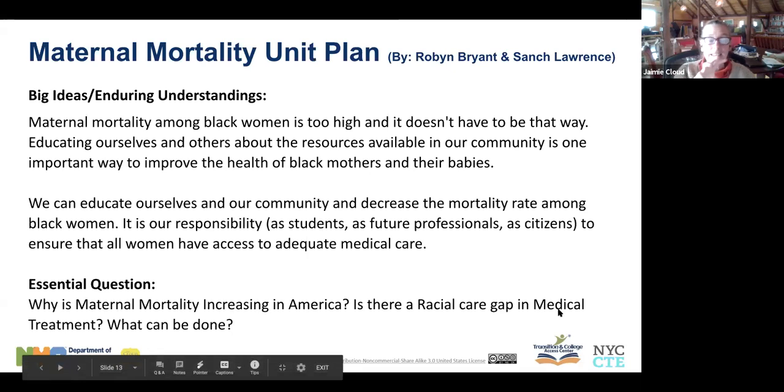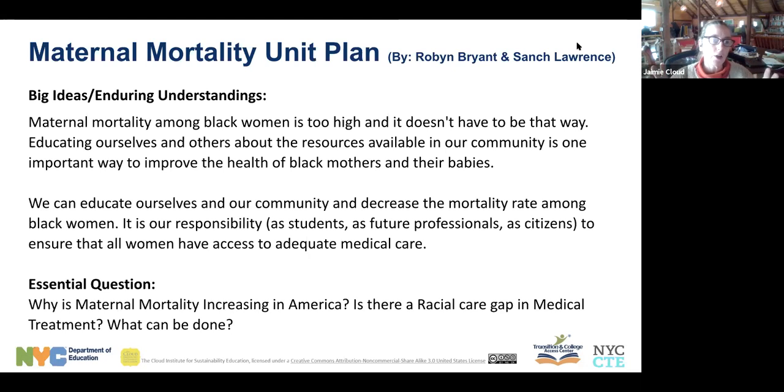And so the big ideas, we pulled just an excerpt from the unit plan. The big ideas and enduring understandings are that maternal mortality among Black women is too high, and it doesn't have to be that way. That educating ourselves and others about the resources available in our community is one important way to improve the health of Black mothers and their babies. And we can educate ourselves and our community and decrease the mortality rate among Black women, and it's our responsibility to ensure that all women have access to adequate medical care. So those are the big juicy takeaways from this unit of study.